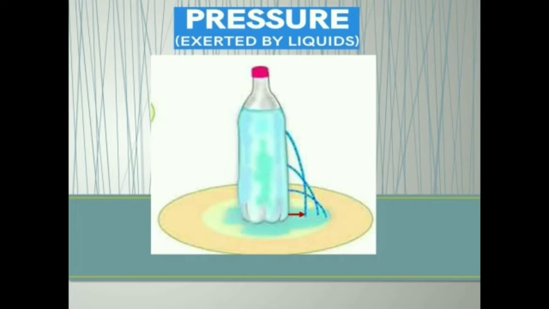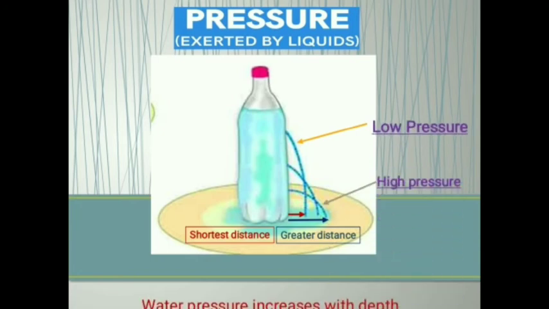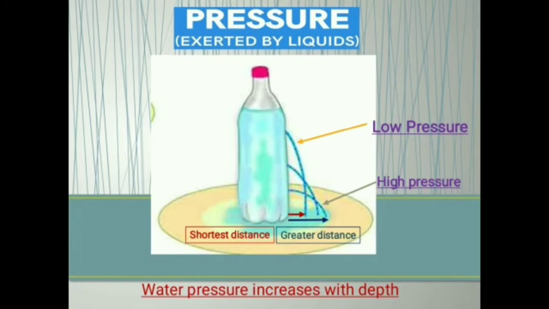Water falling from the holes which are near the top falls at the shortest distance from the bottle, and water coming out of the holes near the base is falling at a greater distance. It shows the low pressure and the high pressure, which means the water pressure increases with depth.